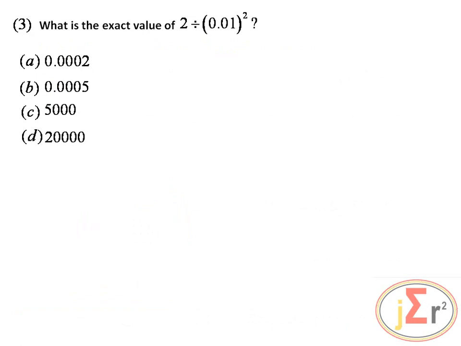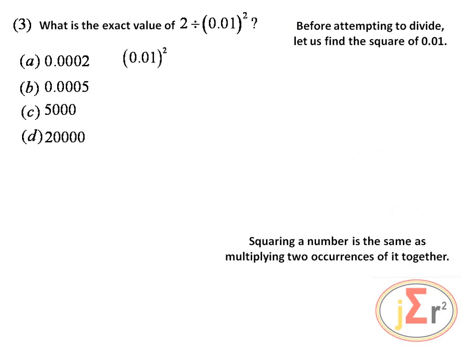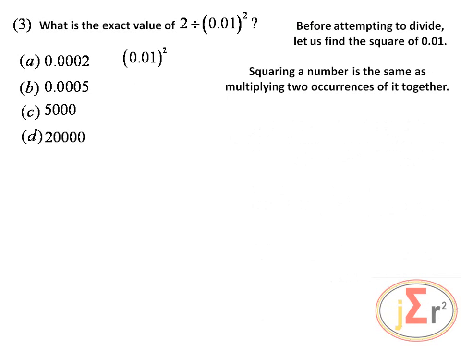What is the exact value of 2 divided by 0.01 all squared? Before attempting to divide, let us find the square of 0.01, because we are dividing by the square of 0.01. Squaring a number is the same as multiplying 2 occurrences of that number together. So there we have the 2 occurrences of 0.01, and we are multiplying them together.